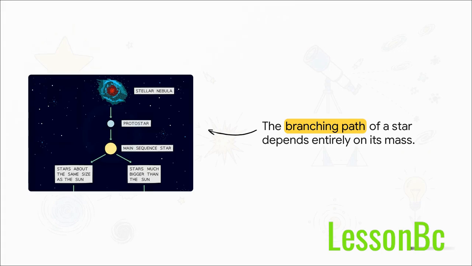Once a star hits that main sequence, its future splits into two completely distinct timelines. And which path it takes comes down to literally one single factor: its mass. It's either going to evolve as a star roughly the same size as our sun, or it's going to go down the path of a star that's much, much bigger.